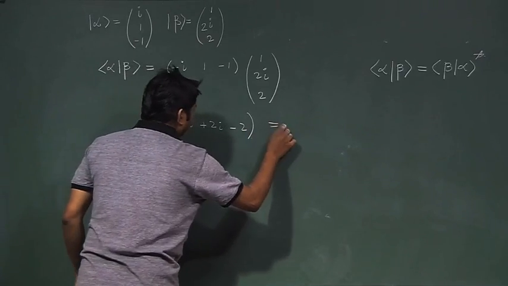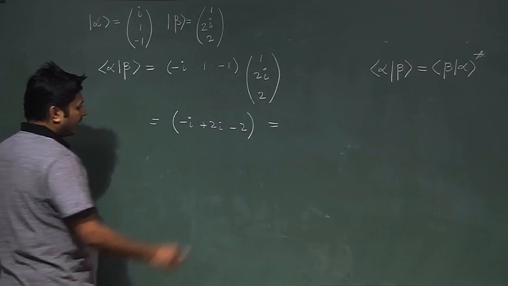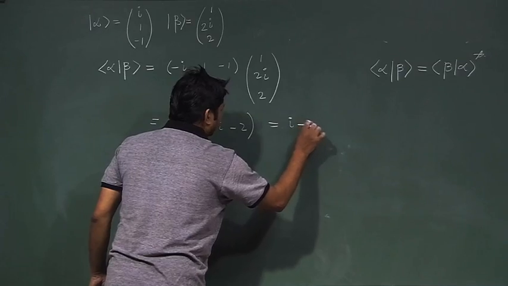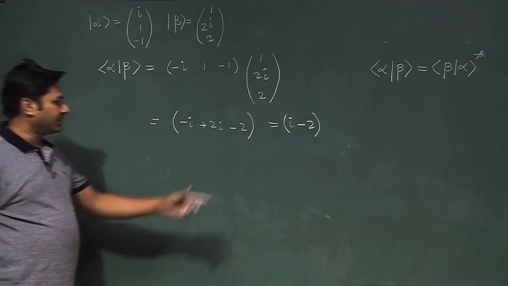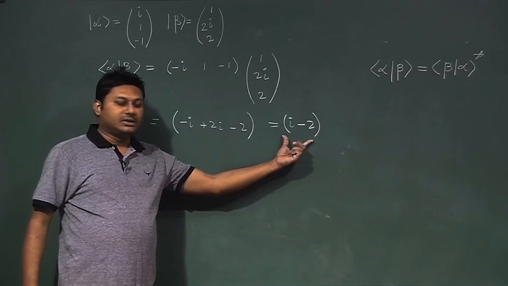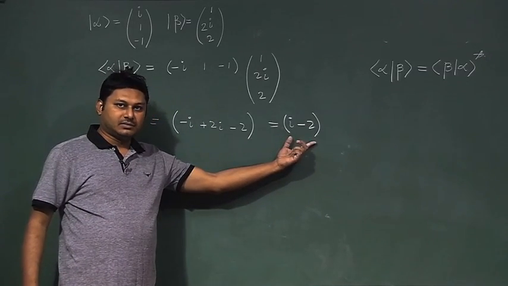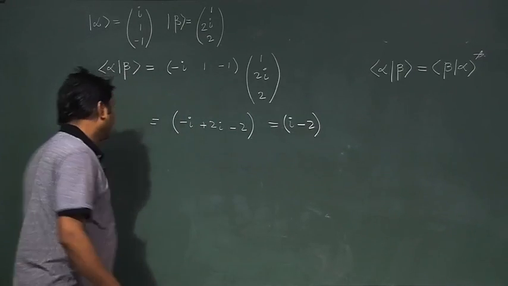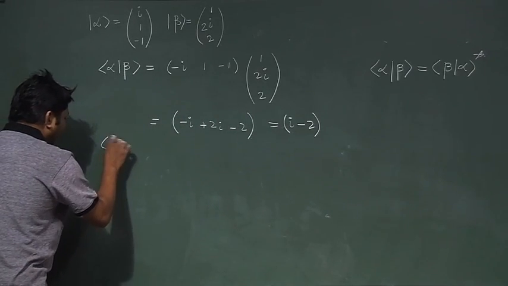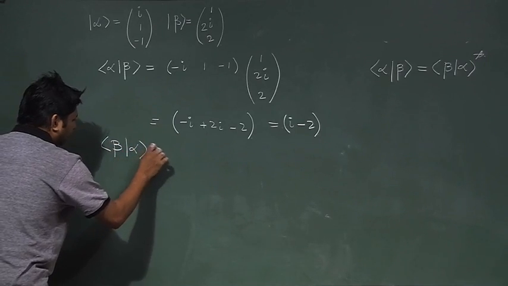So, what will be my result? My result is i minus 2. I am getting a result i minus 2. This is a scalar quantity, even though it is complex, but it is a scalar. So, this is a scalar thing that is valid. But now I am going to do the other way, I will change that.